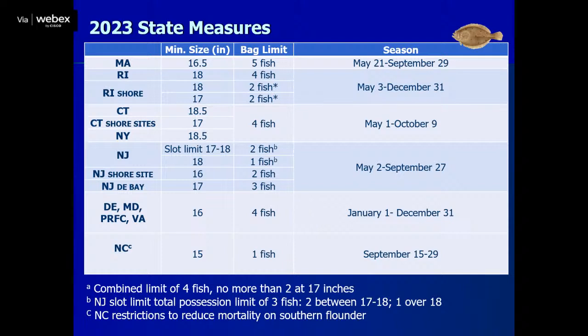The actual regional measures that are in place in 2023 include a set of various size limits ranging from 15 inches in North Carolina to 18 and a half inches in New York and Connecticut. The bag limits range from 1 to 5 fish, and the southern states, except for North Carolina, are open year-round, and the states from New Jersey north have seasons varying generally from May through September or October. It's hard to see in this table, but the different regions are highlighted in alternating colors here. So some states are their own region, and then there are a couple of multi-state regions.